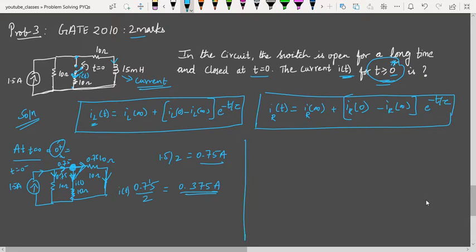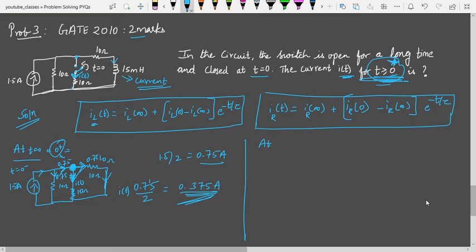Is it clear? At t equal to 0 plus, what is the condition? First I draw the circuit for 0 minus to understand the current flowing. At that time it was 0.75 in this branch, 0.75 in the next branch, and the middle branch was open. Once it was closed, the resistor will immediately respond. So the 0.75 coming in has to divide equally between two equal resistances, 10 and 10. So 0.75 by 2 is 0.375, the value for t equal to 0 plus. That is why this plus was important, t greater than 0 plus.